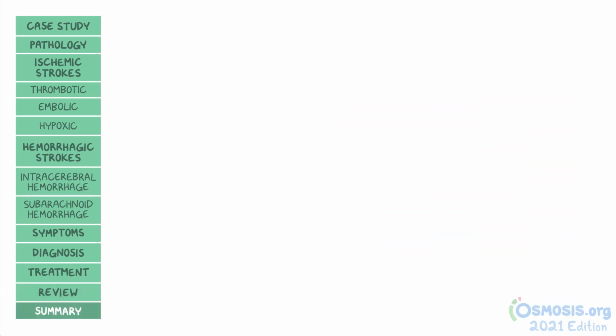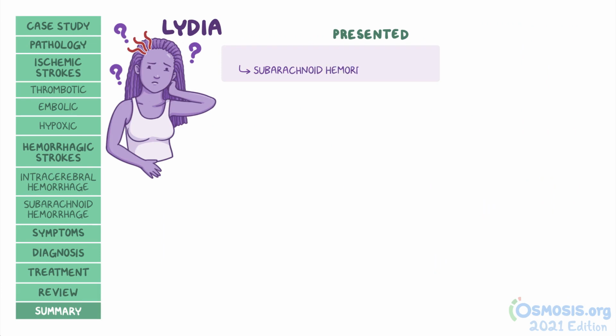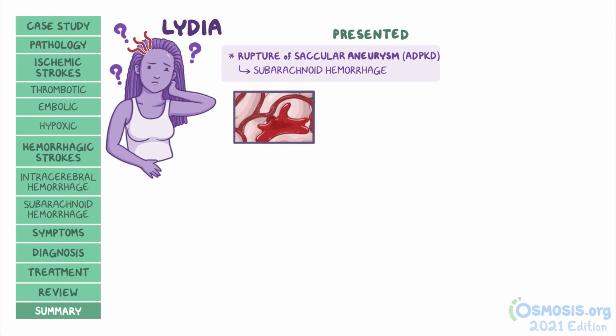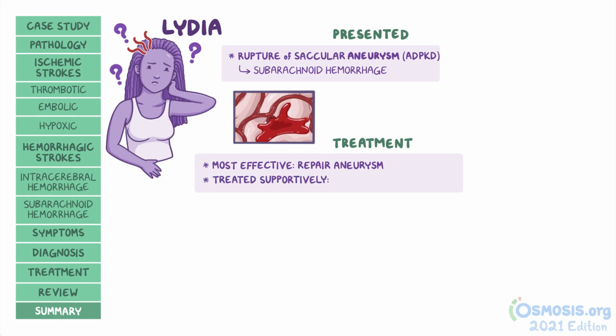Okay, back to our cases. Lydia presented with subarachnoid hemorrhage that probably resulted from the rupture of a saccular aneurysm due to ADPKD. The most effective treatment would be to repair the aneurysm, but Lydia was treated only supportively, and so a few days later she developed rebleeding.